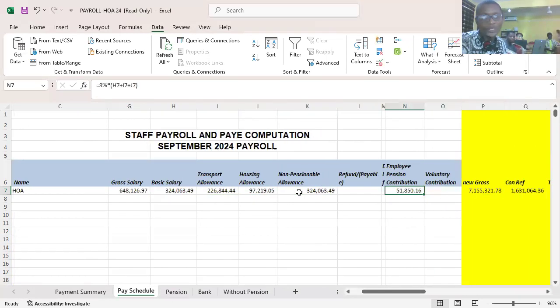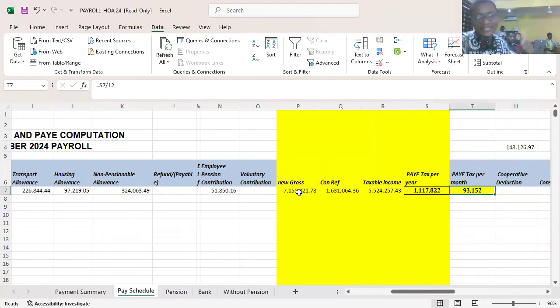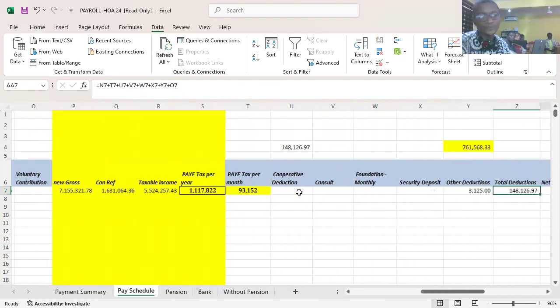And you will see that your basic salary was changed, your transport was changed, your housing was changed, everything here was changed, including your pension. Our pension before was 64,000, but now the pension will be 51,000. Your tax also was changed. Our tax initially was 119,000, if you still remember, for 800,000, but now the tax is 93,000.